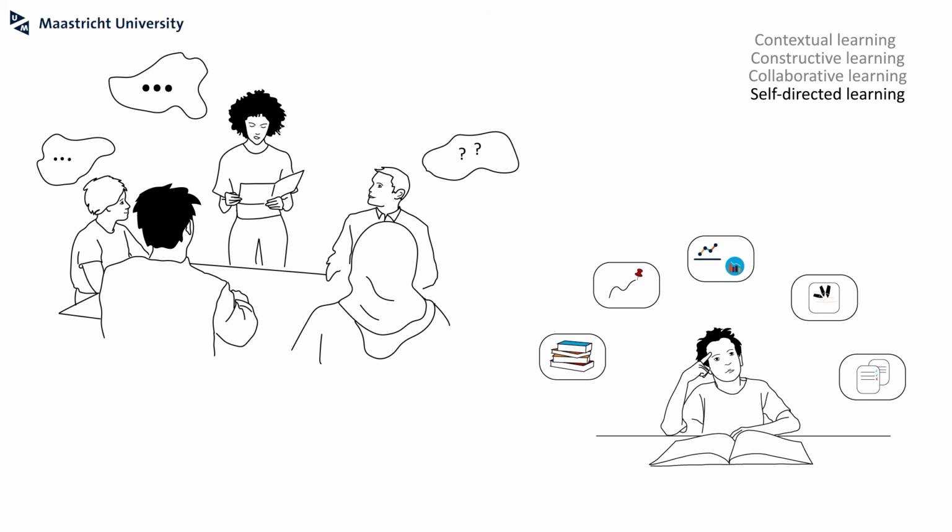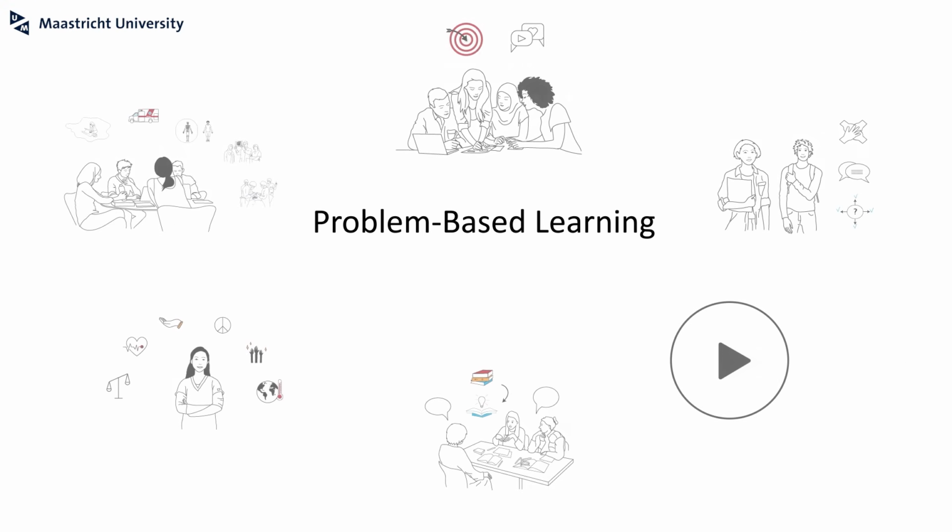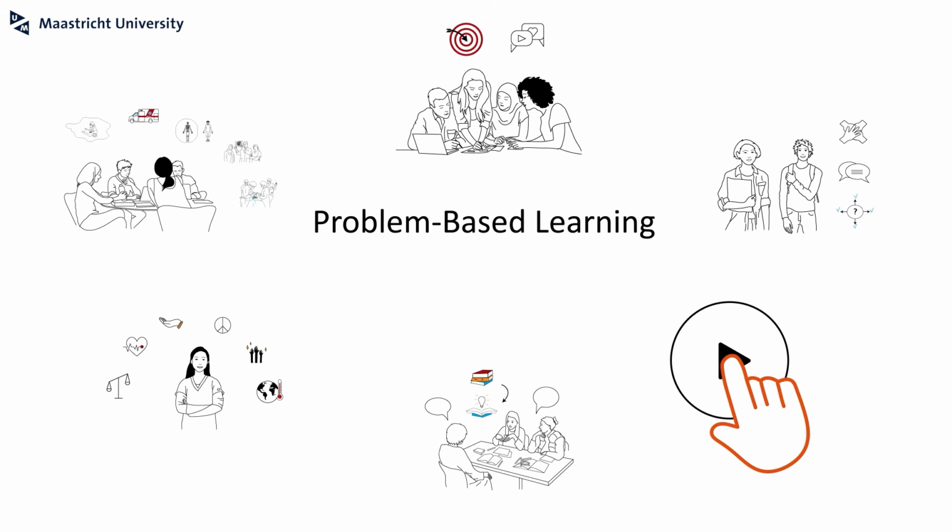Students have to learn to become self-directed learners, so train them to become autonomous, then offer coaching and support. Now you know how problem-based learning works at Maastricht University. Please watch the rest of our series to learn more about each core principle, contextual, constructive, collaborative, and self-directed learning separately, including strategies to implement them in your own education.